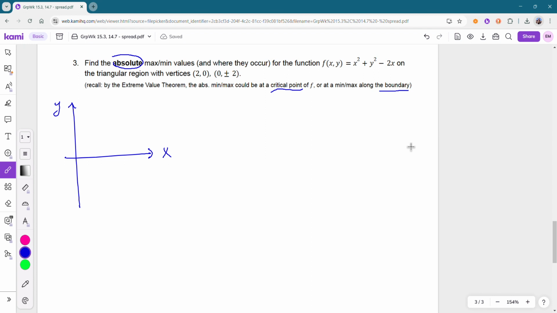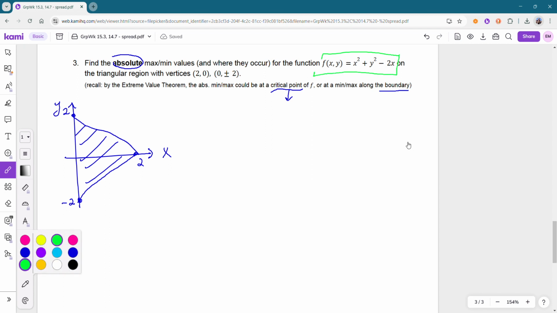So vertices 2, 0, and 0 plus or minus 2. Whoop. Perfect line. Nailed it. Here's our triangular region we're min-maxing over. And so to start, find the critical point of our function up here. So we want to take the 2 partials and see where those are both 0.